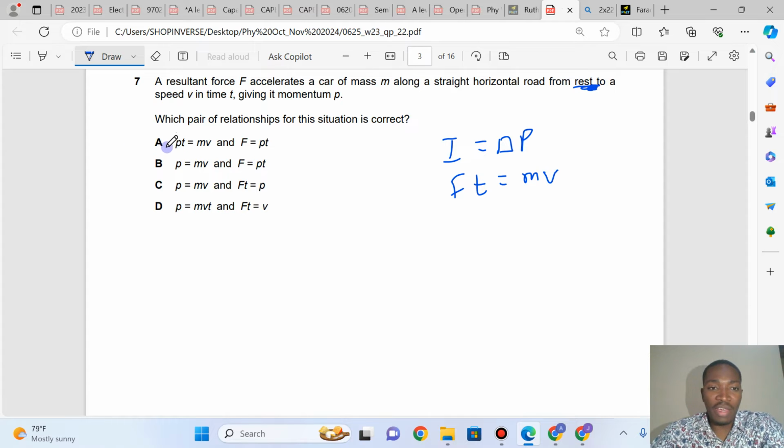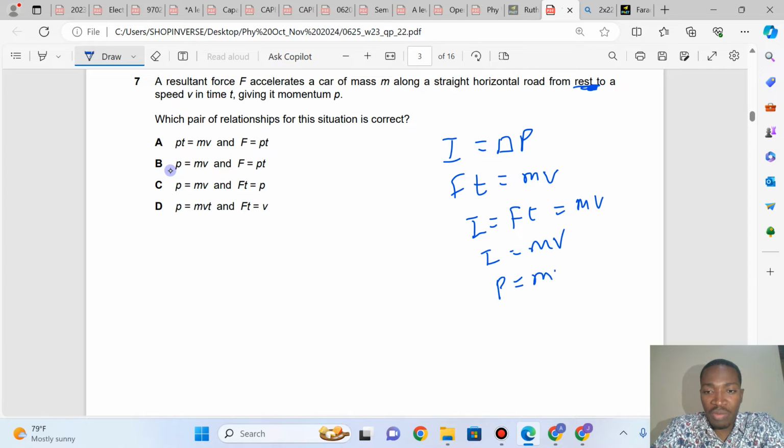So do you have this formula here? Pt equals mv, F equals impulse times time, impulse equals mass times velocity, yes. Force equals impulse times time. Yes, B is correct. Why? Because impulse equals force times time, and impulse is equal to momentum, which is mv. So you can say impulse equals mv. We can also say the momentum equals mv.